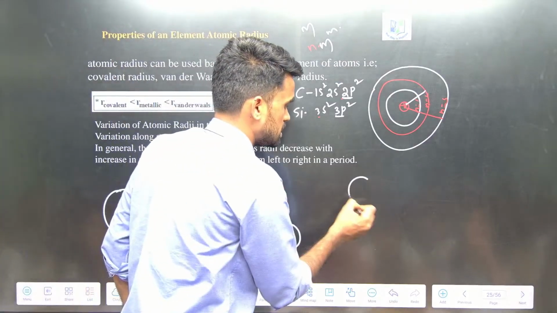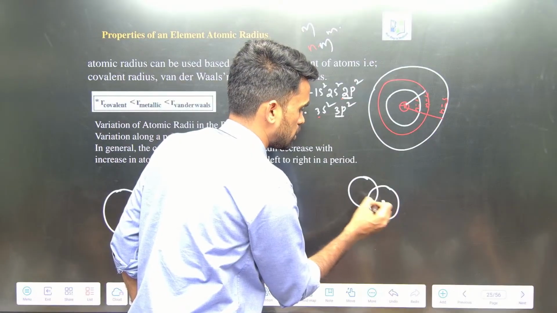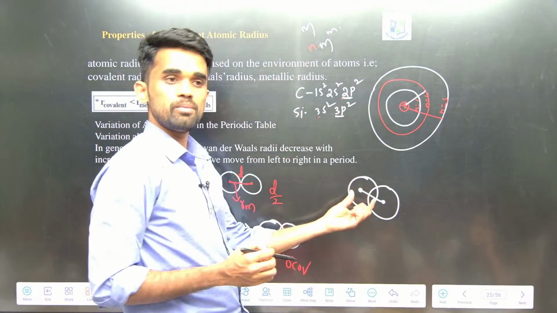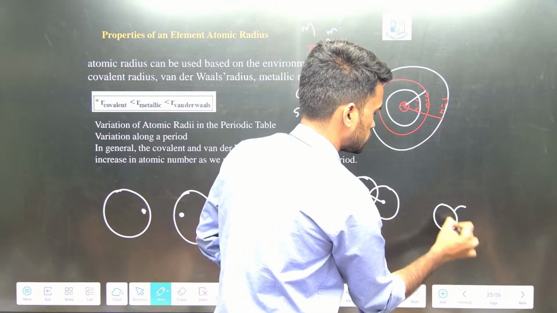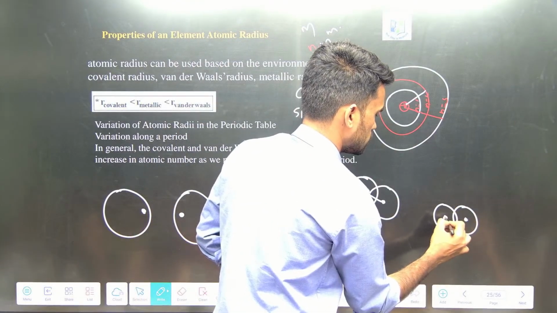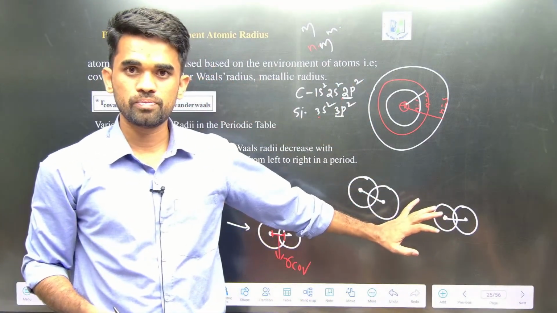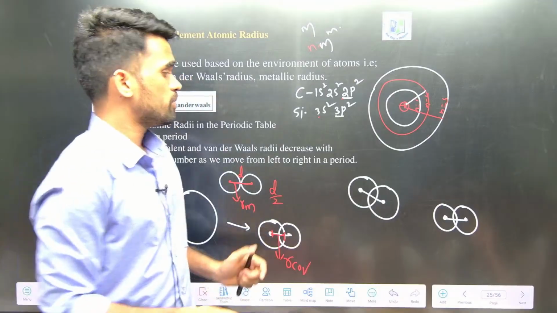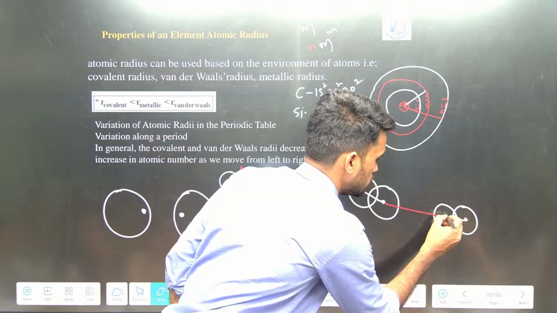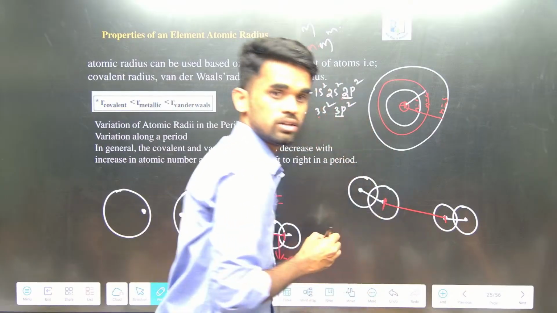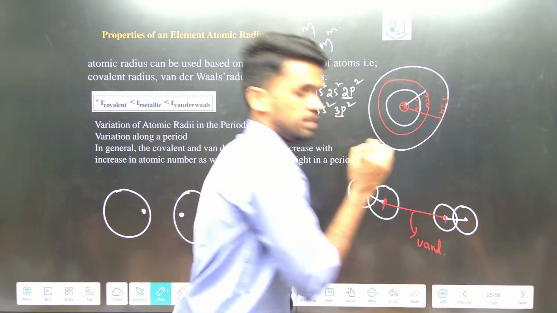It means, see, this is an atom or a molecule you take. Let us say this is one molecule. One more independent molecule is there here, like this. They are existing independent or not? Now if I measure the radius from here to here, this is called van der Waals radius.